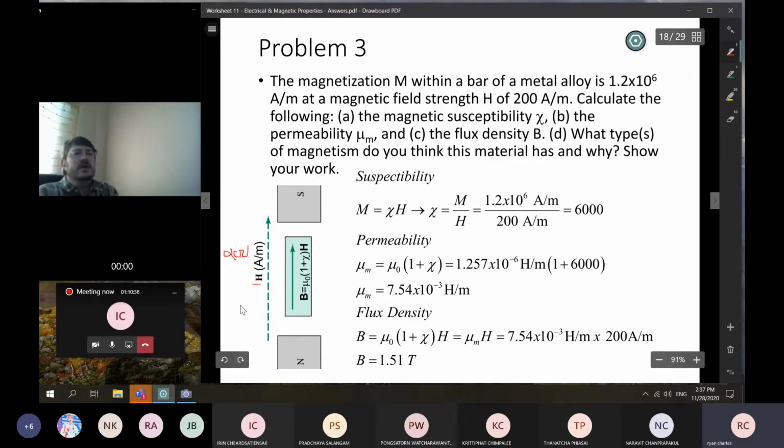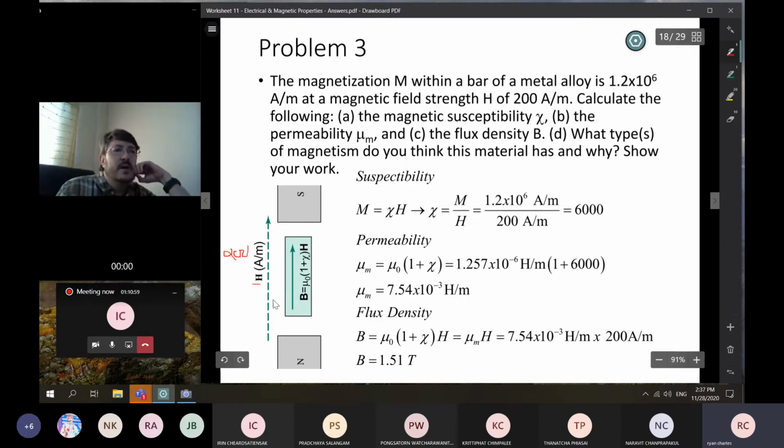We're going to induce magnetism. Calculate the following: the magnetic susceptibility, the permeability, mu sub M, and the flux density, B. What types of magnetism do you think this material has?